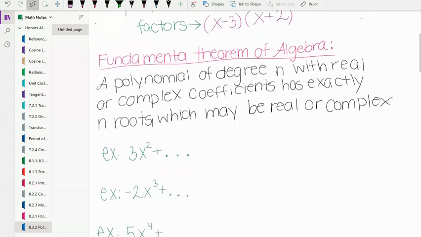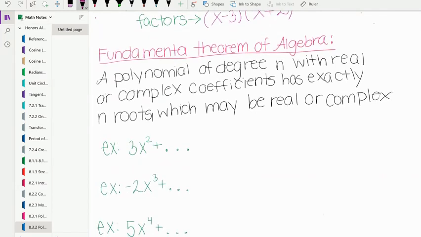So a few examples, if I have a polynomial in standard form, and it's 3x squared plus something, so that's the first term, so we know it's a second degree polynomial, which means that it will have 2 roots. And in this case, they could be 2 real or they could be 2 imaginary. The reason why it can't be 1 real and 1 imaginary is because imaginary numbers always come in pairs.